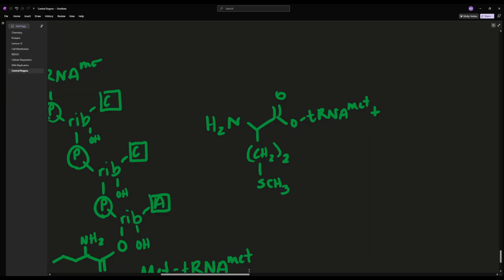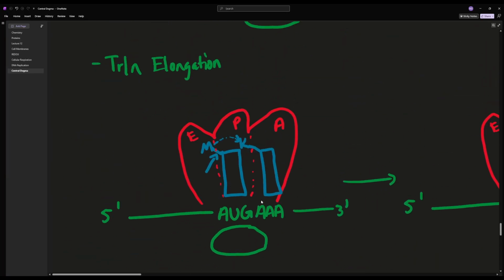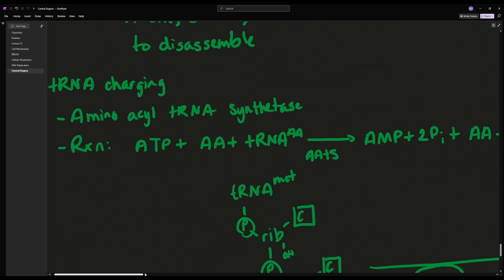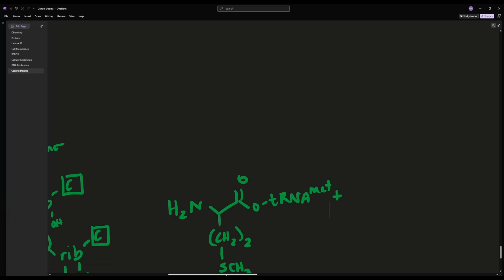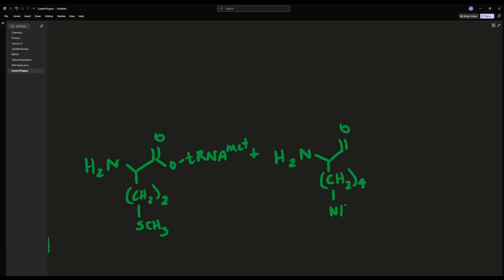And we're going to bring in, which one did I choose? Let's just follow exactly what I did up here. Ooh, lysine. So now we bring in the one for lysine. Just 4 CH2s and then an NH2, and the tRNA for lysine. There we go.